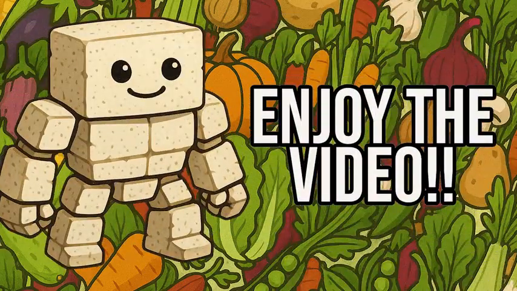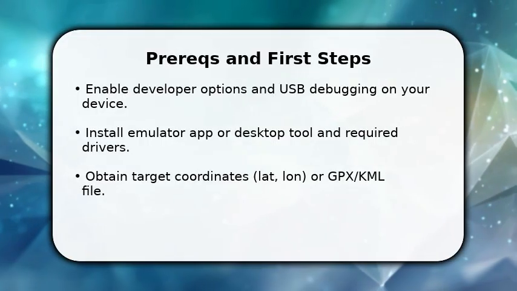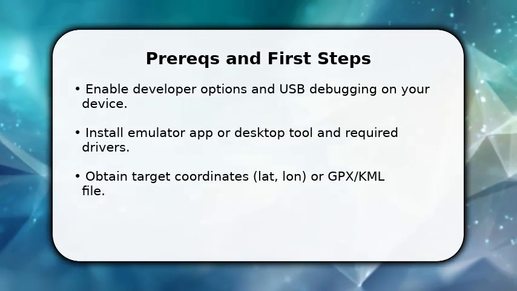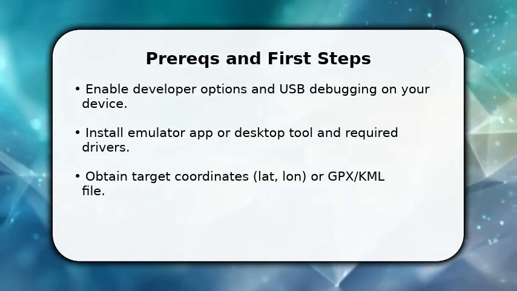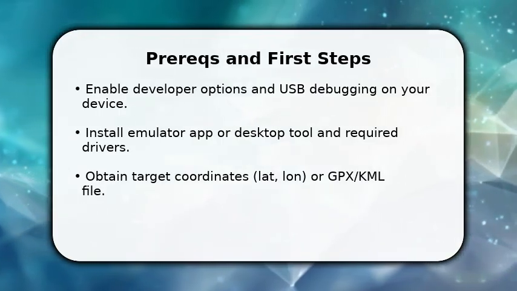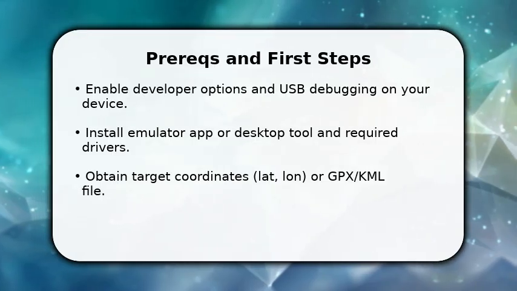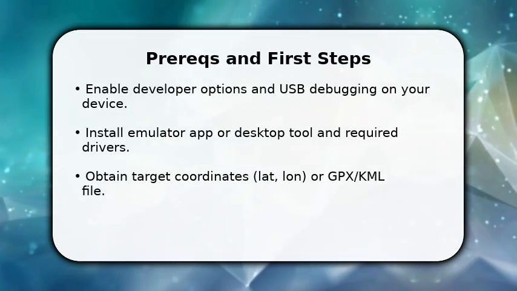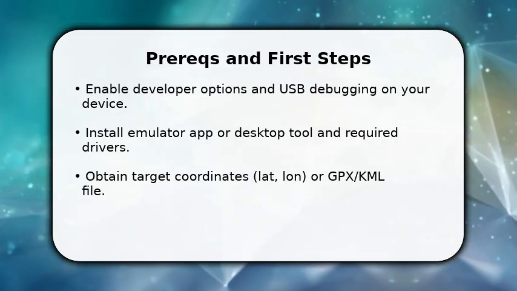Please enjoy the video. You begin by confirming prerequisites. Developer options, USB debugging, and the emulator tool are ready. Connect the device or prepare the desktop emulator now. Opening the app is your first action. Once done, load the coordinate pair or GPX file so the emulator has a target.